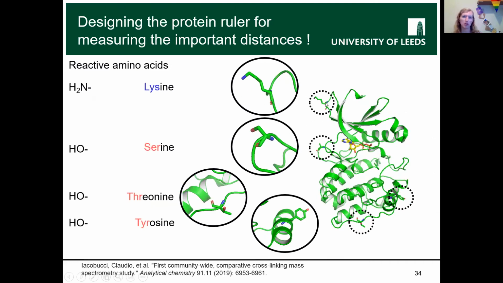So yeah, what chemistry do we use to do this, to measure the distance? One of the key takeaways of cross-linking mass spectrometry is that it measures the important distances. With crystal structures, you can see the atomic resolution of your protein, and you could basically measure every amino acid to every other amino acid if you wanted to.